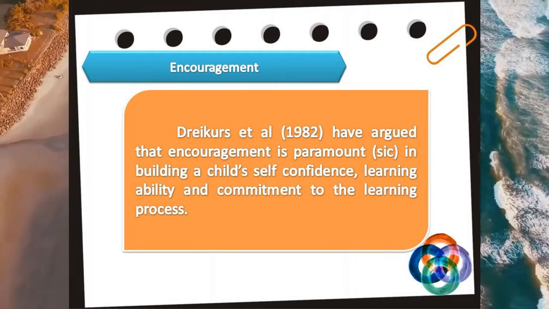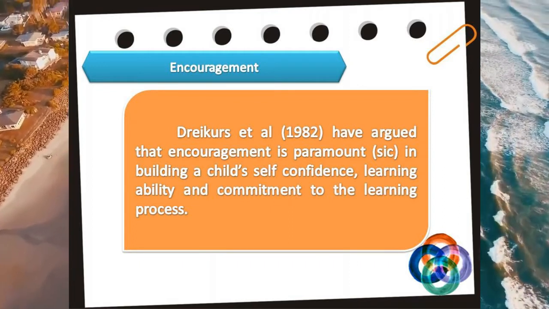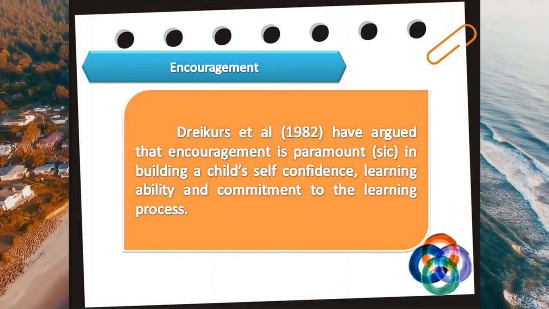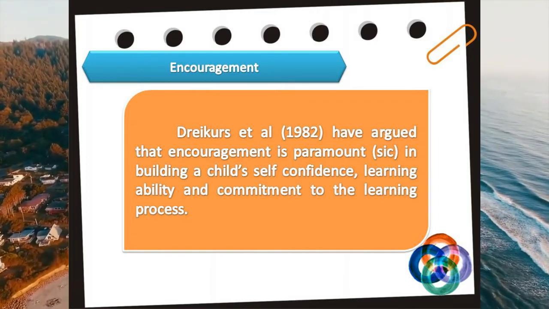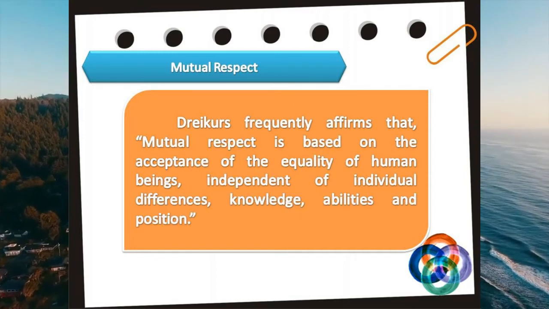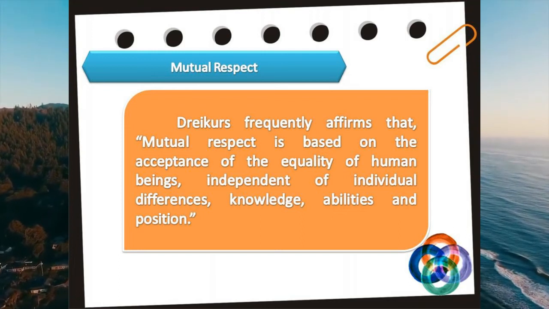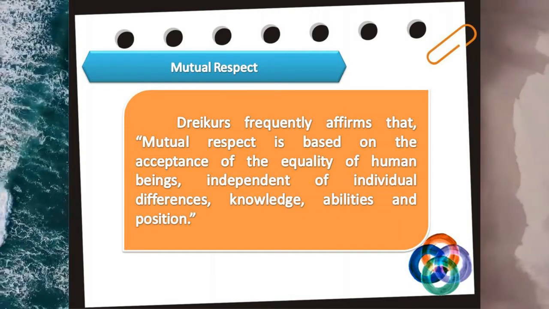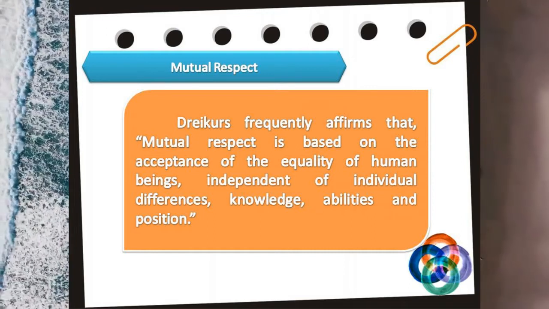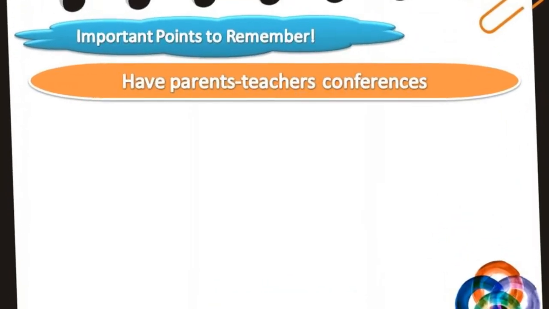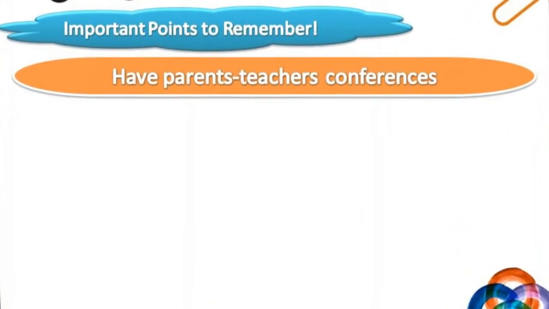Encouragement. Dreikurs has argued that encouragement is paramount in building a child's self-confidence, learning ability, and commitment to the learning process. We have mutual respect. Dreikurs frequently affirms that mutual respect is based on acceptance of the equality of human beings, independent of individual differences, knowledge, abilities, and position.